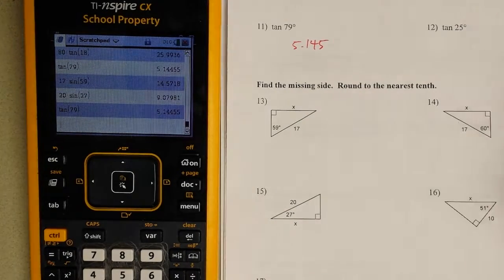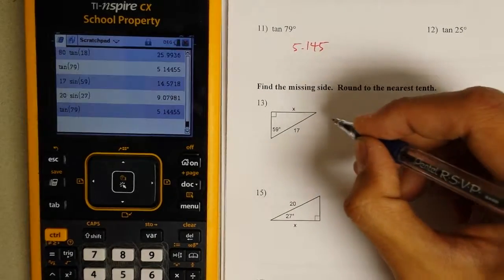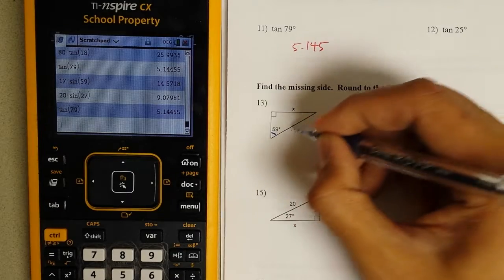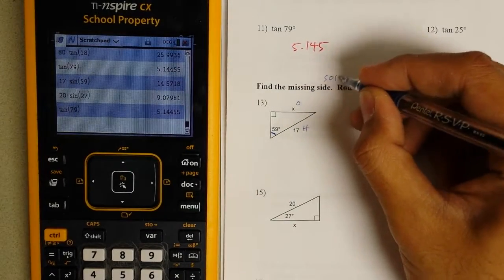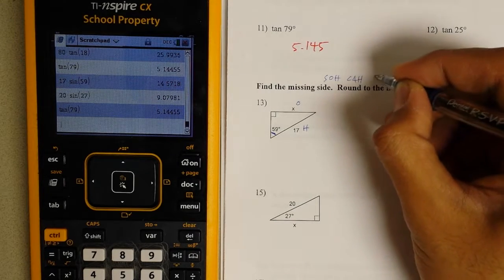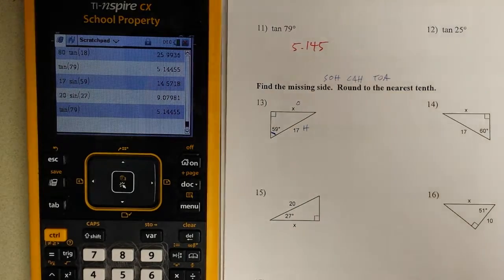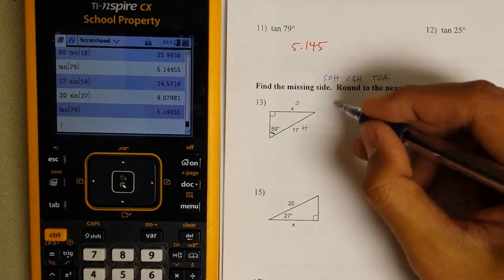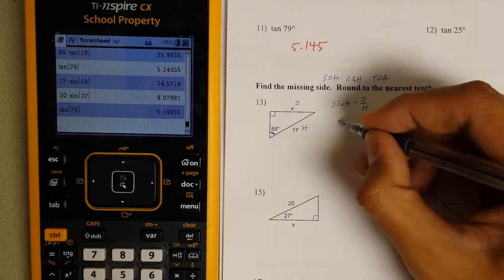With 13, we have a couple more steps here. First step is to find your theta. That's your theta, which means this is opposite and this is hypotenuse. We have our functions, so SOH CAH TOA. Here we have O and H, so sine of theta equals opposite over hypotenuse.